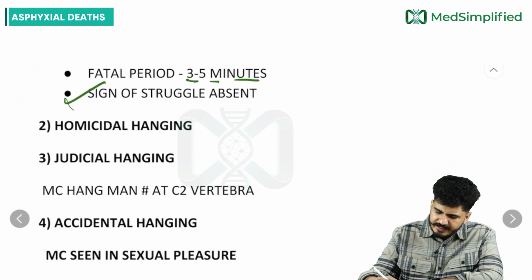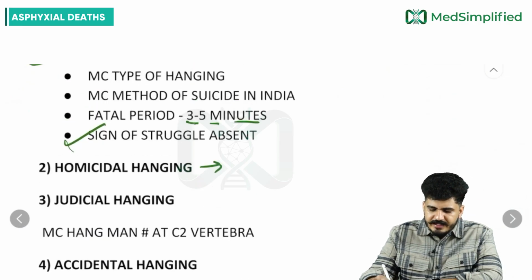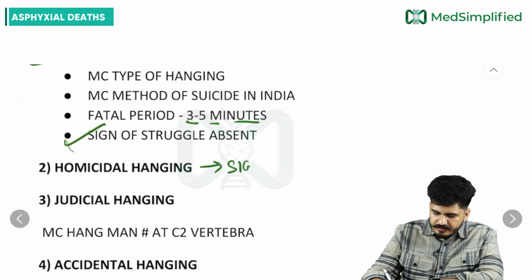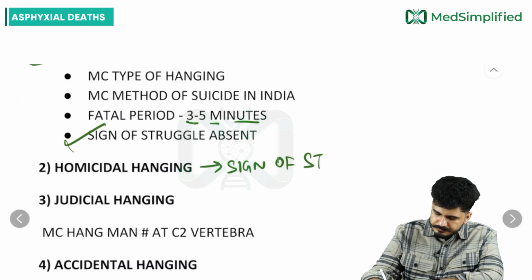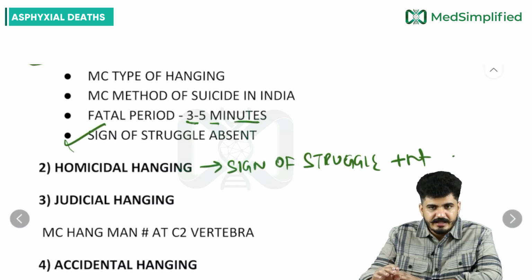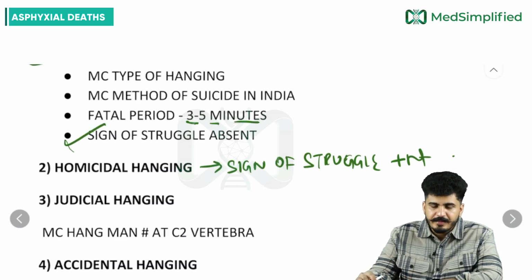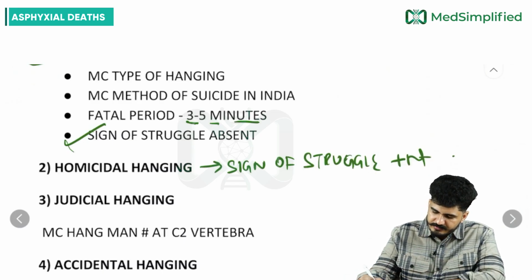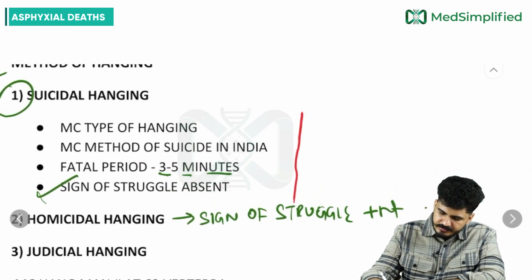Homicidal hanging: what will happen? In homicidal hanging, the sign of struggle is present. Sign of struggle means what?